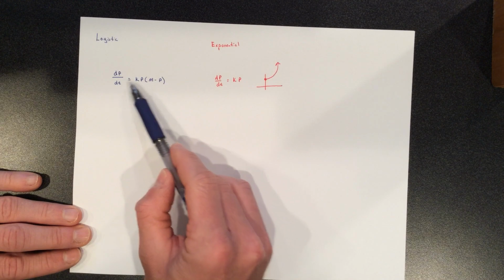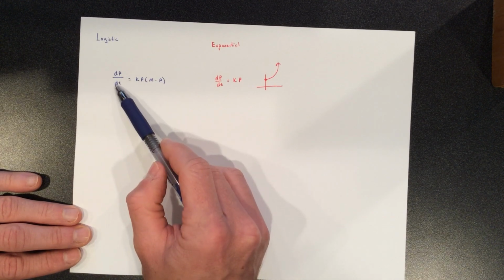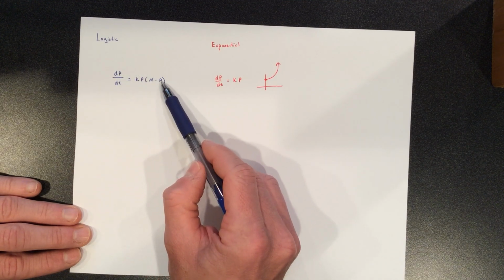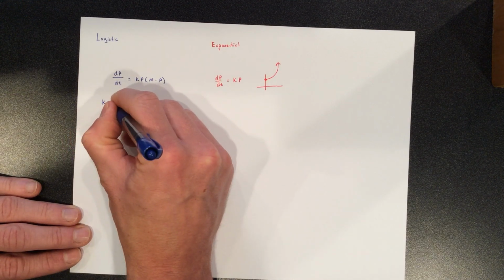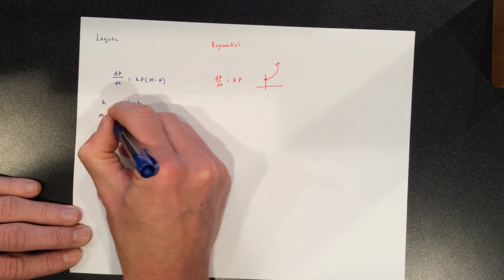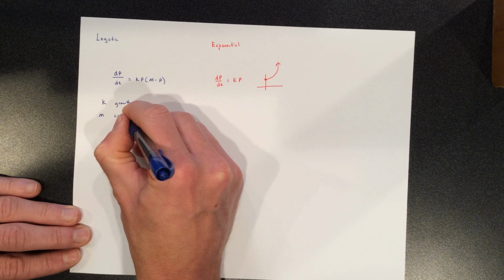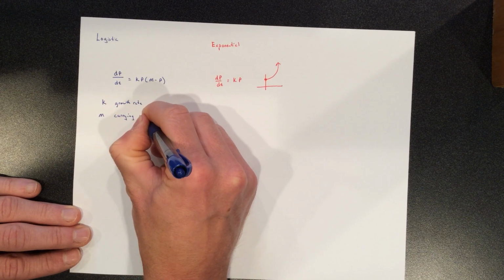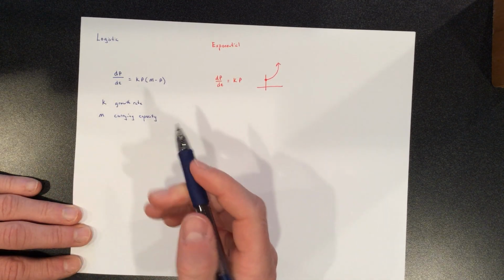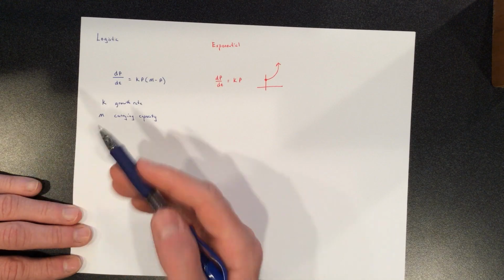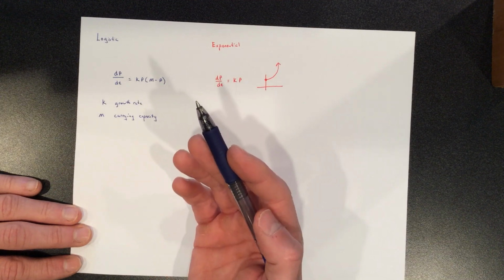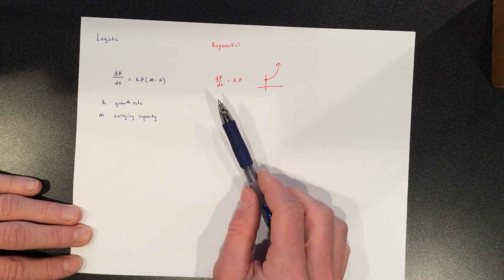It says dP/dt equals kP(M minus P). So the growth rate is still proportional to the population, but there's another factor, M minus P. So k is still this growth rate, and M is the carrying capacity. The carrying capacity of the environment or of the economy. Again, we can be talking about a population of rabbits, or we could be talking about the growth of a company in the US economy or a different economy. Again, there are only a limited number of resources.